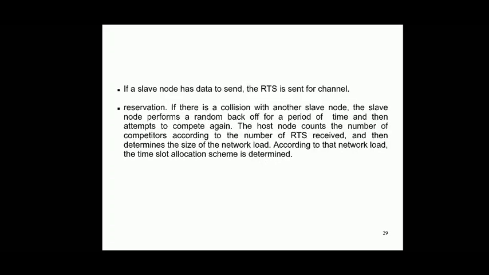If a slave node has to send data, an RTS is sent for the channel reservation. If there is a collision with another slave node, the slave node performs a random backoff for a period of time and then attempts to compete again. The host node counts the number of competitors according to the number of RTS received and then determines the size of the network load. According to that network load, the time slot allocation scheme is determined.